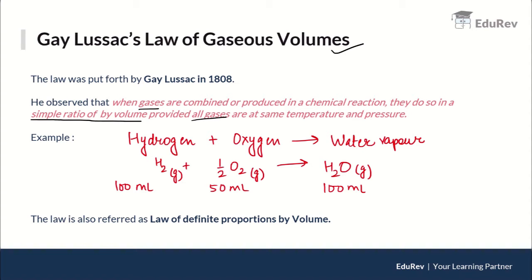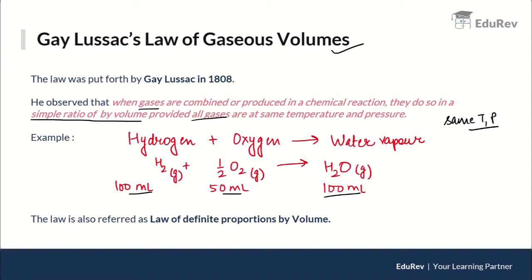So the condition he took was that the temperature and pressure of all gases should be the same during a chemical reaction, okay. I can explain you with an example wherein 100 ml of hydrogen combined with 50 ml of oxygen to yield 100 ml of water vapor.